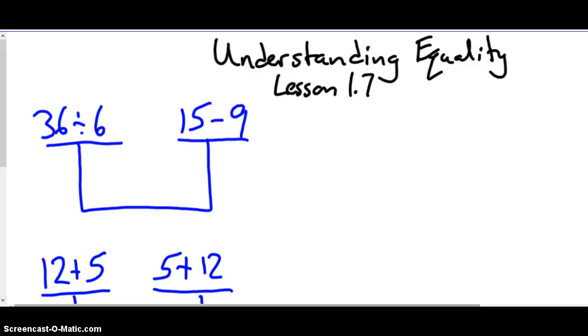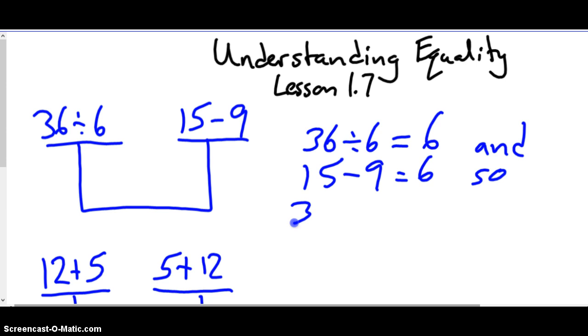Okay, today we're going to be looking at understanding equality. Over here, I have a balanced equation on each side. So you'll notice 36 divided by 6, 15 minus 9. Both expressions will come up with an answer, and we got the nice little balanced beam, the little teeter-totter. If we take a look at this, 36 divided by 6 equals 6, and 15 minus 9 equals 6. So, that means 36 divided by 6 is equal to 15 minus 9. Balanced.